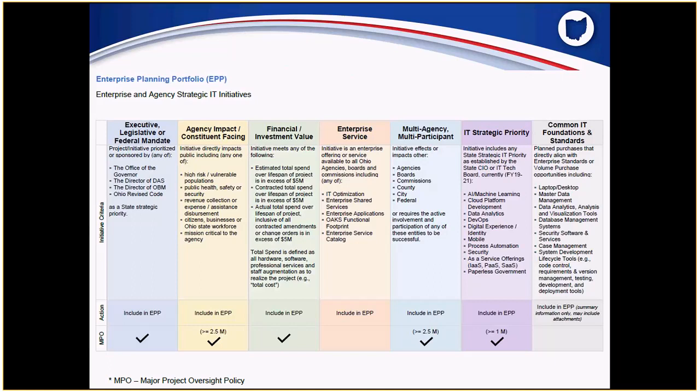IT strategic priority is what the state technology priorities are for the next 3 years, from fiscal year 19 through 21.